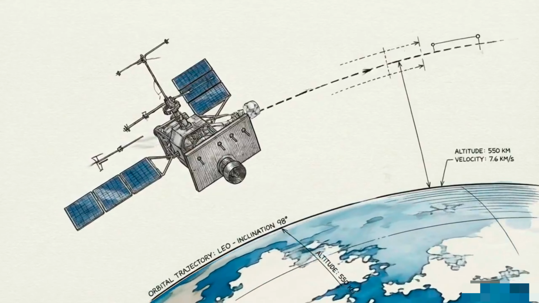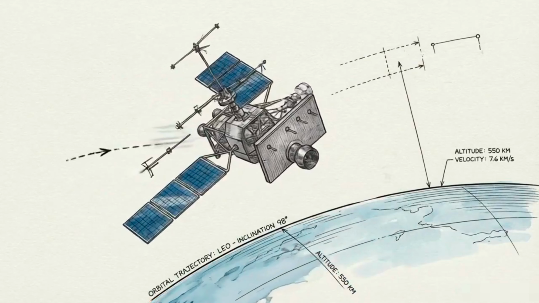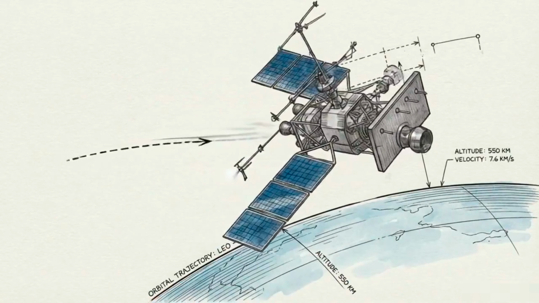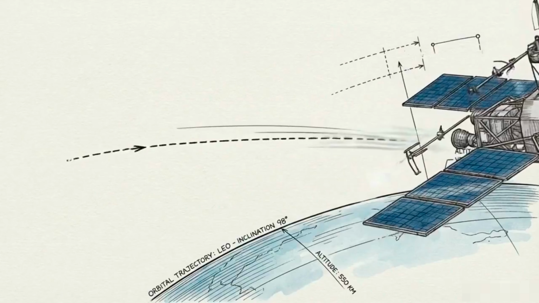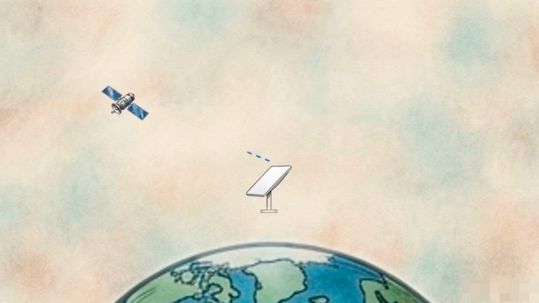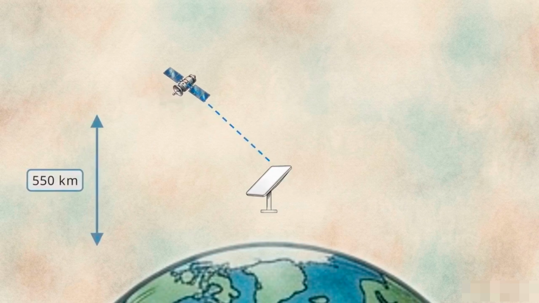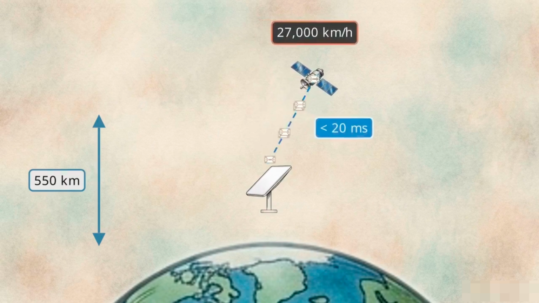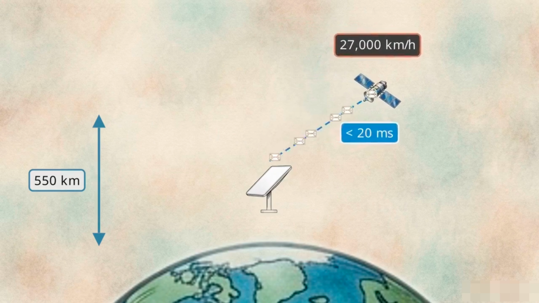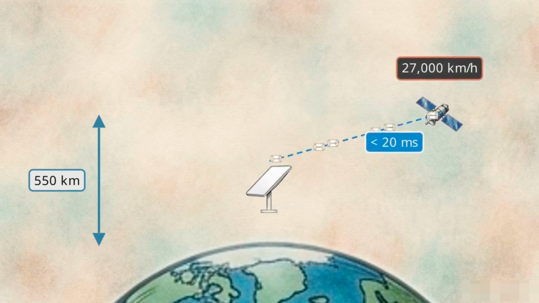To deliver broadband internet from space, you must maintain a continuous data link with a target moving at 27,000 kilometers per hour. You need a continuous line of sight from the ground to a target in low Earth orbit at 550 kilometers. You must hold this connection while pushing gigabits of data, keeping latency under 20 milliseconds.